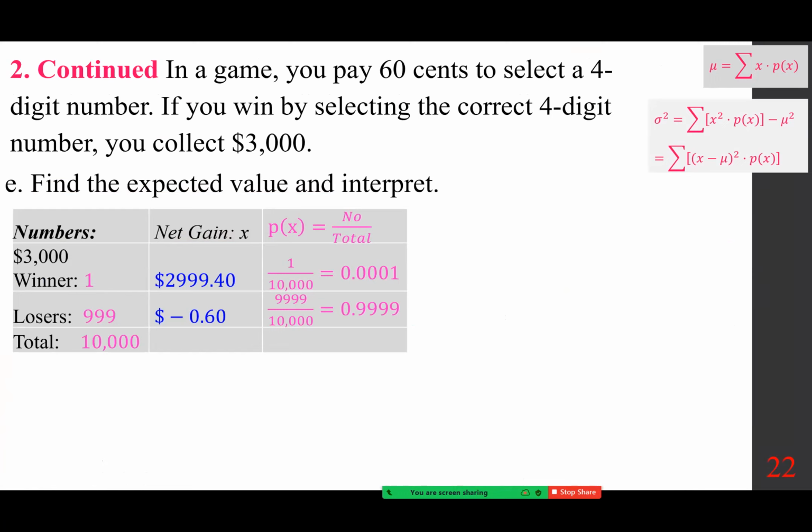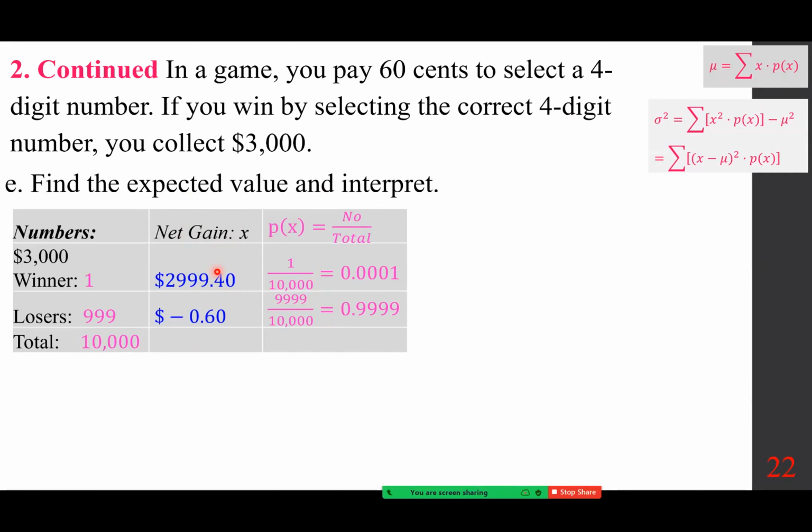All right. The next part is to find the expected value. So we have this table from the previous page, and we are told to find the expected value and do the interpretation. The expected value is defined as summation of x times p of x. Summation of x times p of x. So what does it mean? That means x sub 1 times p sub 1 of x, x sub 2 times p sub 2 of x, and so on and so forth. So you multiply this column by this column.